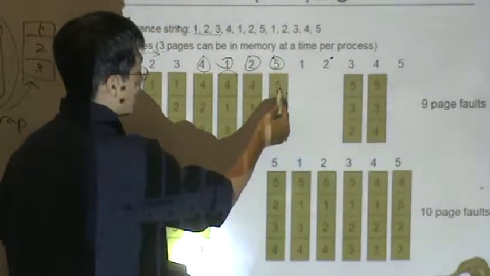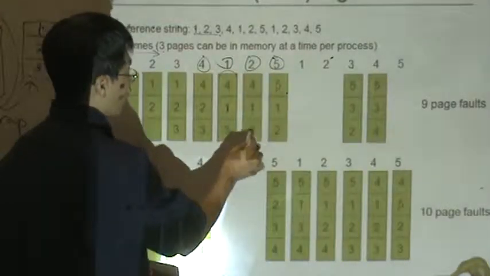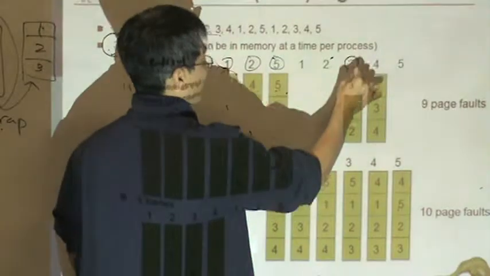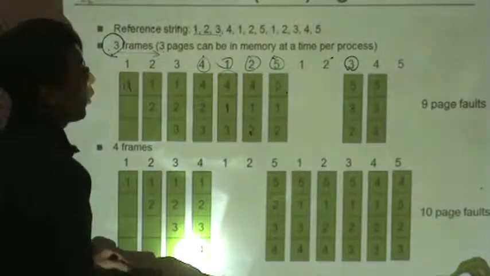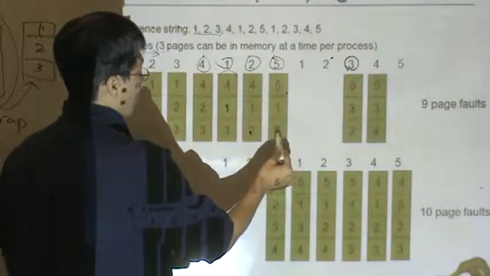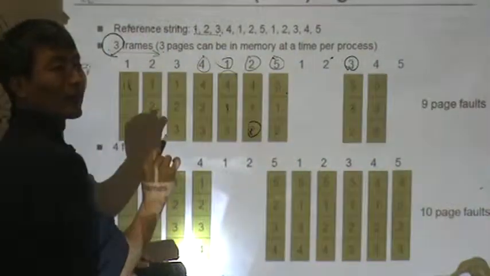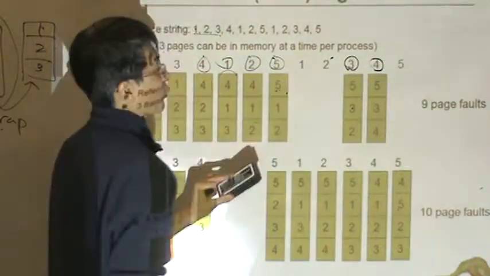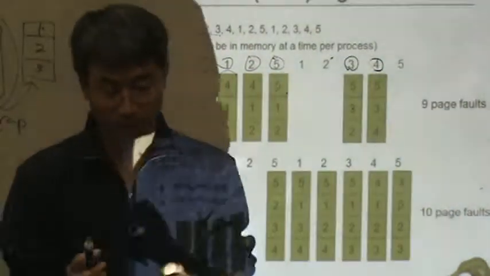Oldest one. 5 is here, 1 is here, 2 is here. So 1 is the oldest one, first in. So this will be replaced. And 4, there's no 4. You need to find the oldest one. That is this one, right? So this is page fault. And 5 you can reuse.